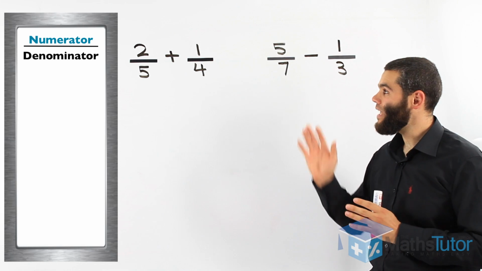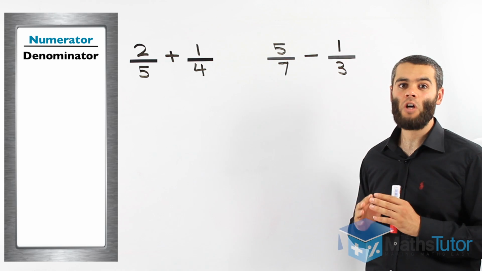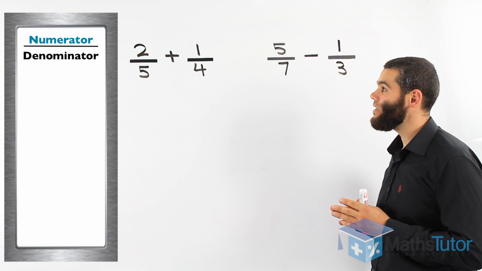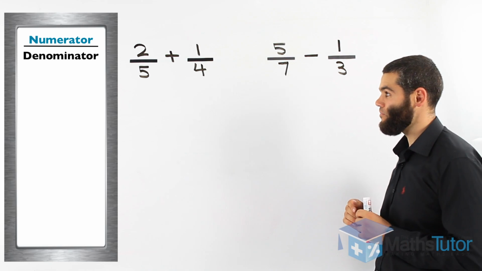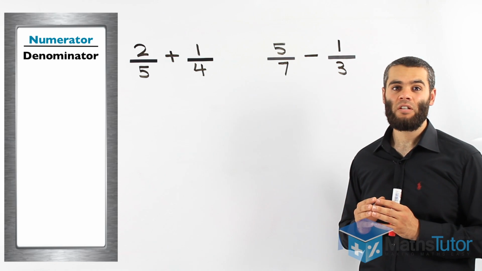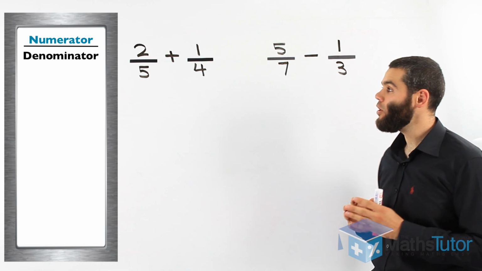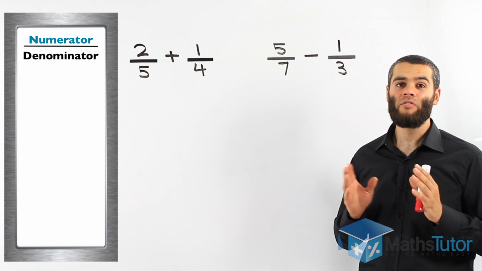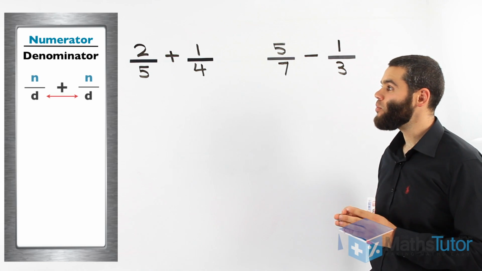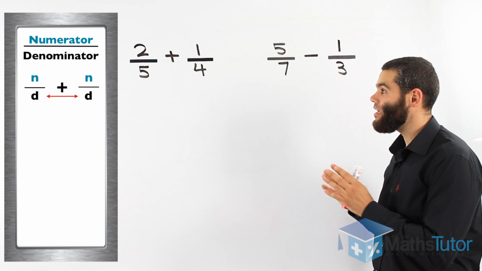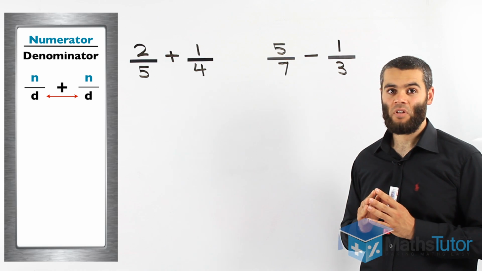First, we need to understand that we have the numerator and we have the denominator. The numerator is the number on top of the fraction bar, and the denominator is the number on the bottom of the fraction bar. When we have a fraction added to another fraction, or a fraction take away another fraction, and we notice that the denominators are different, we have to make them the same. How do we make them the same? First step is to multiply the denominators, as you can see in the red arrows. So what we do, we multiply the denominators together.